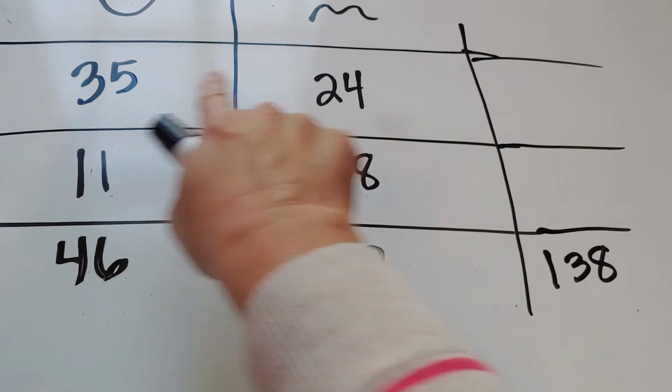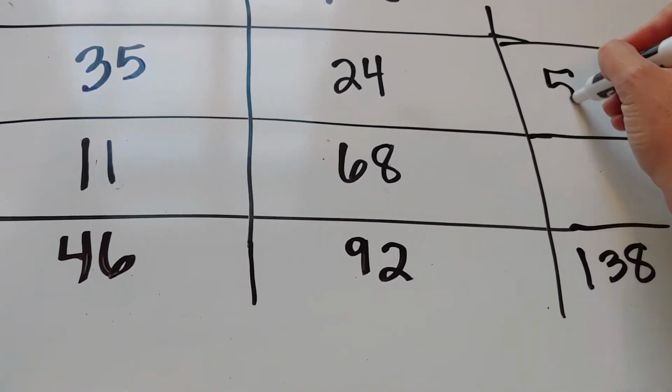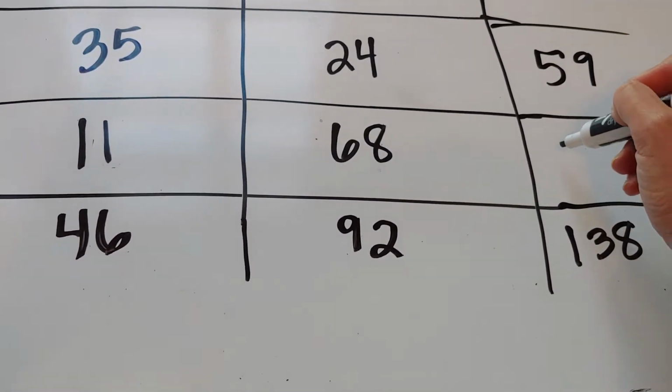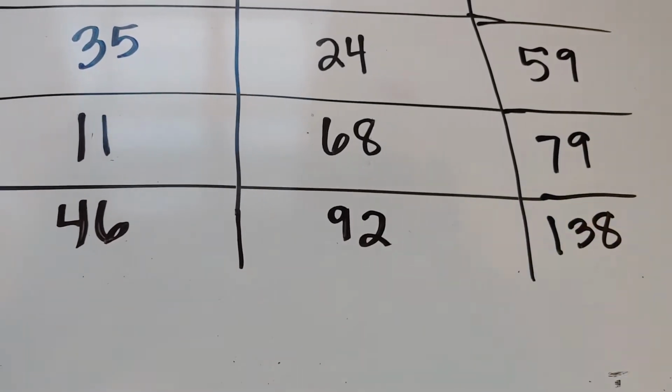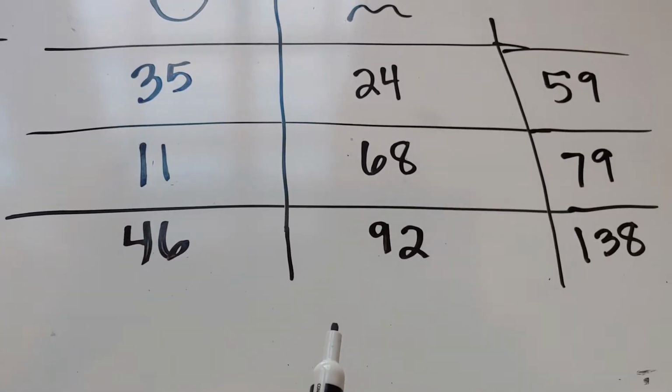Remember for two-way tables, we're also going to add to the side as well. So here would be 35 plus 24 is 59. And then I should have, I believe, 79. All right, excellent.